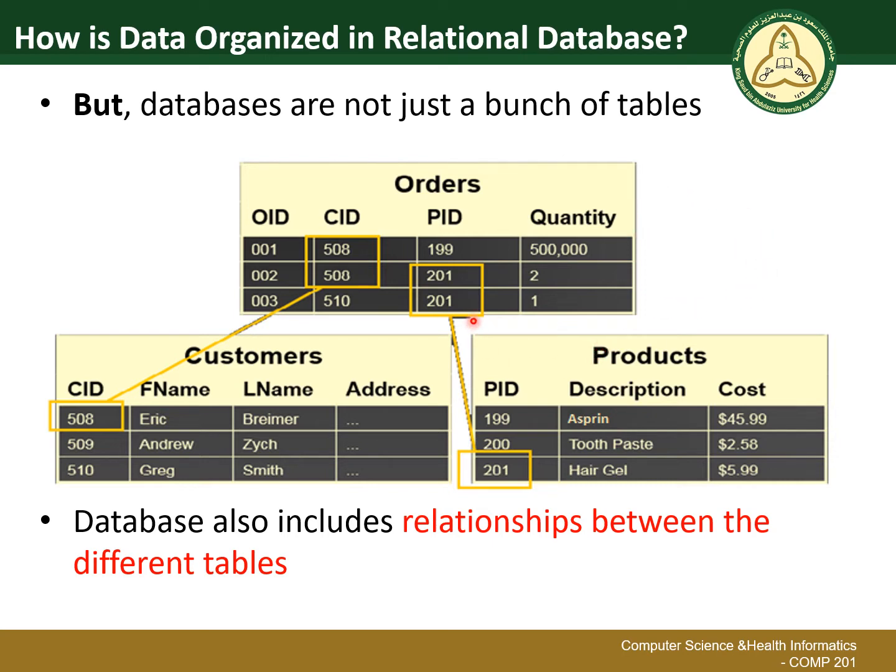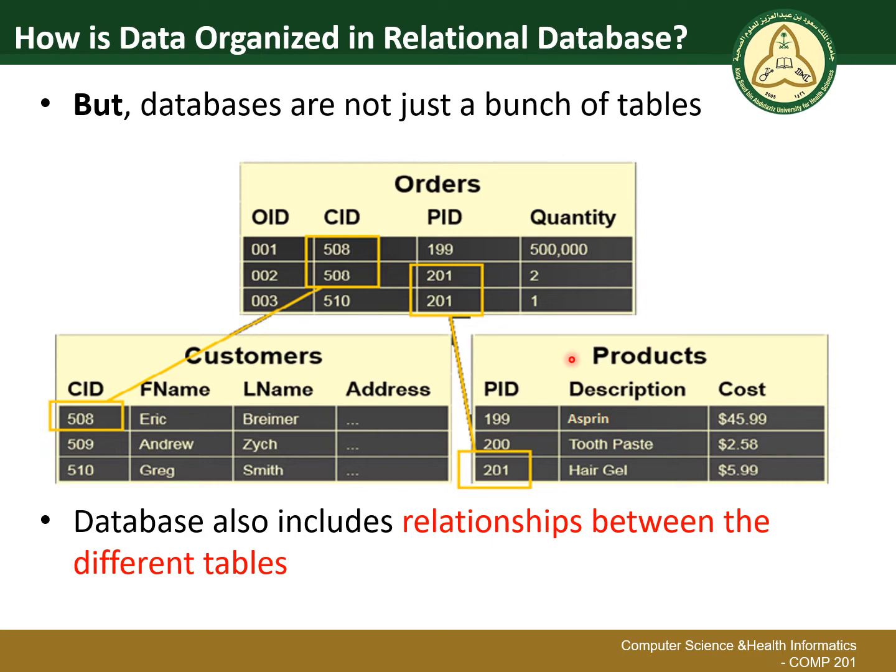Since we will get the customer ID from the customers table, there is a relationship between the two tables, the orders table and the customers table. There is a relationship between the customer ID fields in both of them, and also there is a relationship between the product ID at the orders table and the product ID at the products table. So there is a relationship between the two tables.